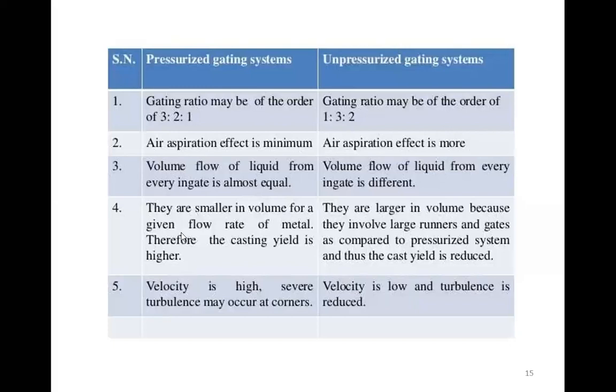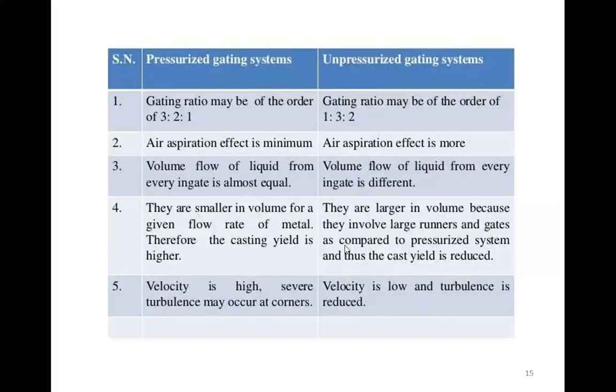So they are smaller in volume for a given flow rate of metal. Therefore, the casting yield is higher. In the unpressurized system, they are larger in volume because they involve larger runners and gates as compared to the pressurized system, and thus the casting yield is reduced.